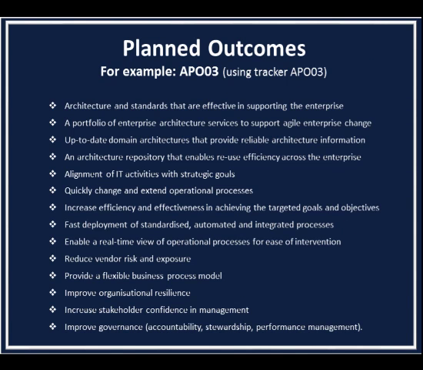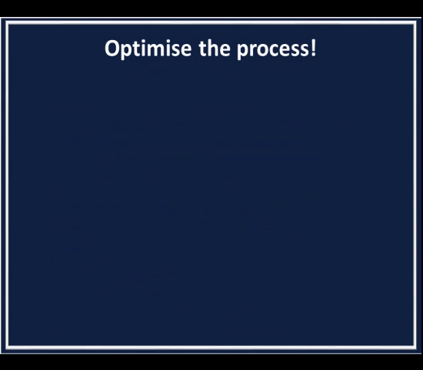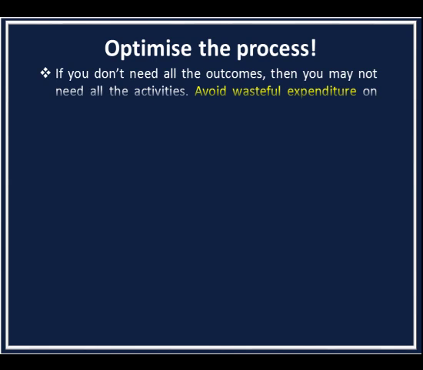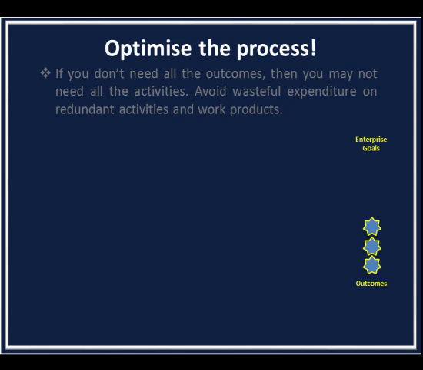These are the typical planned outcomes for the process managed enterprise architecture. If not all of the outcomes are required, then clearly not all of the process activities and work products may be necessary. A COBIT implementation may be used to optimize processes. If you don't need all the process outcomes, then you may not need all the activities. Avoid wasteful expenditure on redundant activities and work products.